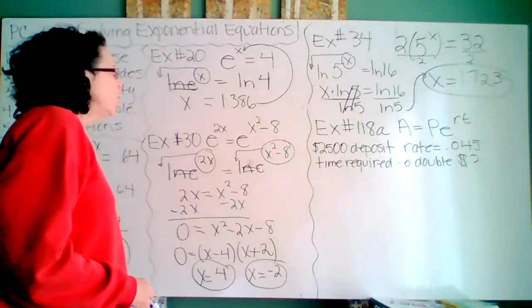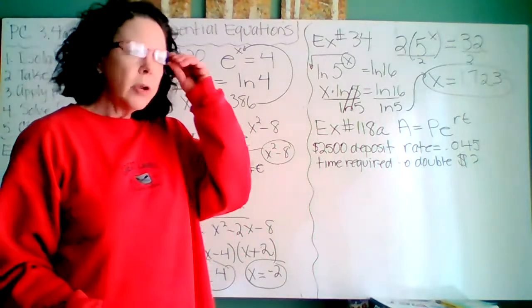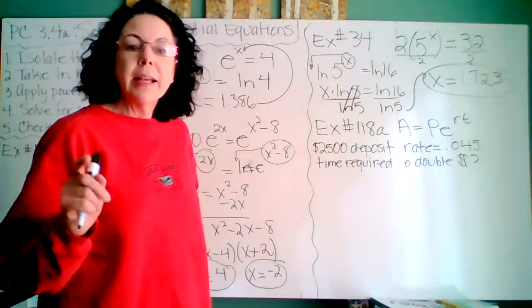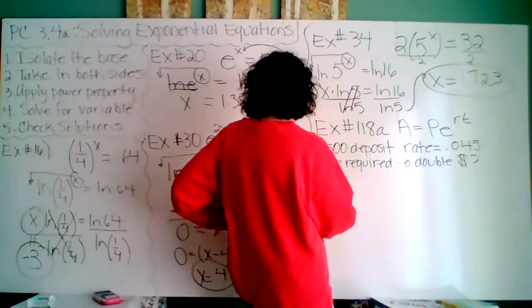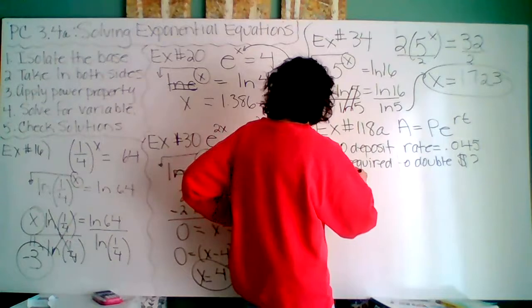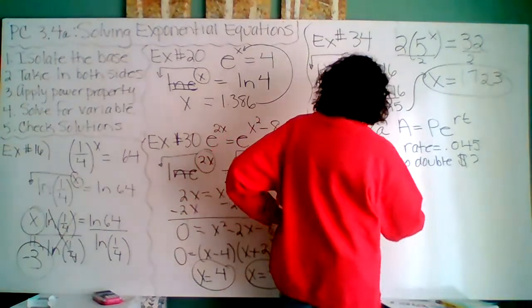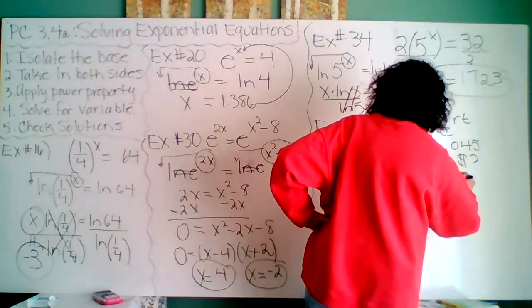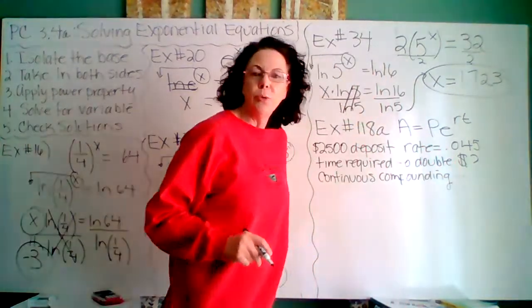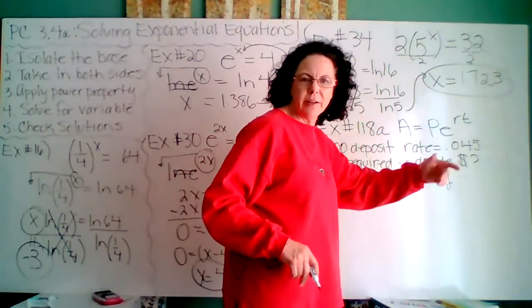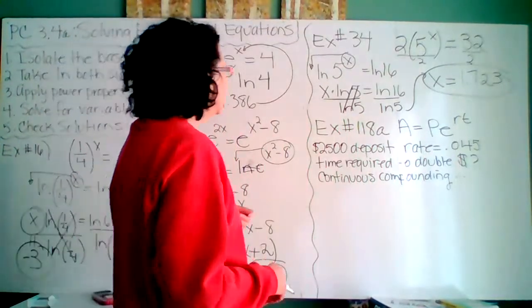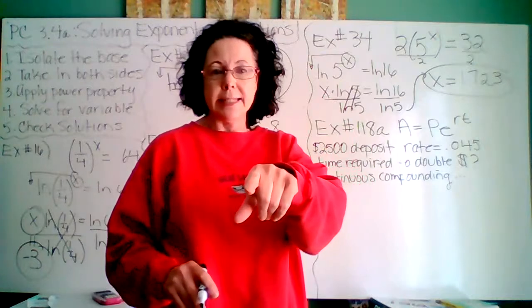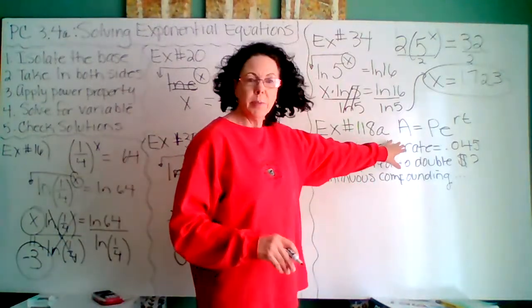Okay, example 118a. We are going to use the formula A equals P e to the rt, like we did in section 3.1, because this problem does say continuous compounding. So if I gave problems like number 117 or 118, you will use this formula in that section. In fact, let's take a look. Oh, I closed the book. Sorry, it's 117. I think there's 4 problems, maybe 117 to 119. Okay, you would use this formula here.